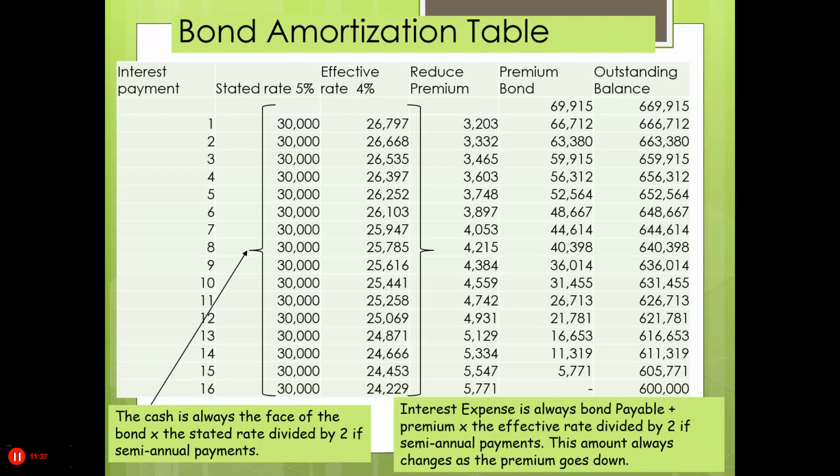And again, interest expense is always bonds payable plus, in this case, the balance in the premium account, times the effective rate divided by 2. And this is always going to change. And you notice in the schedule it does.